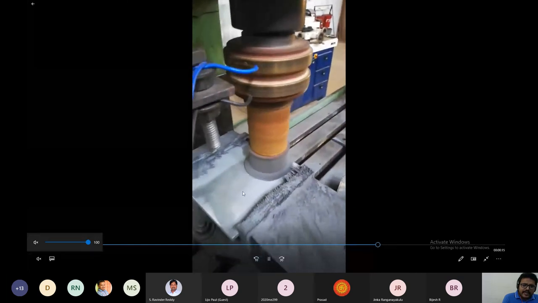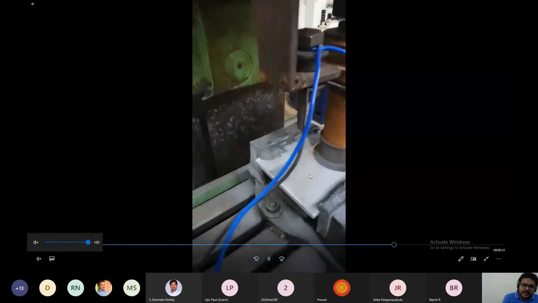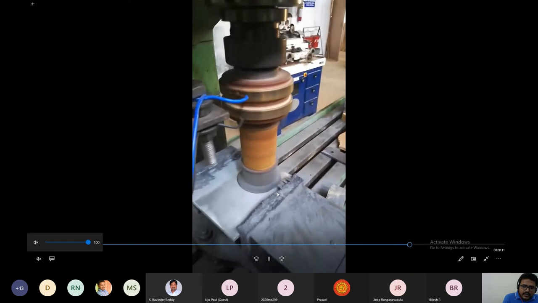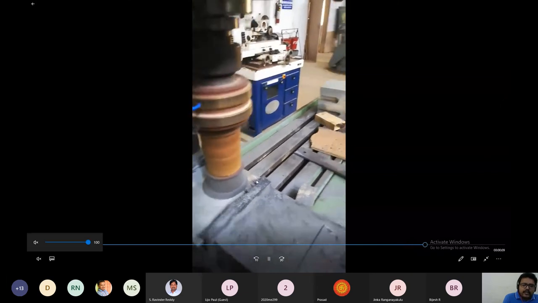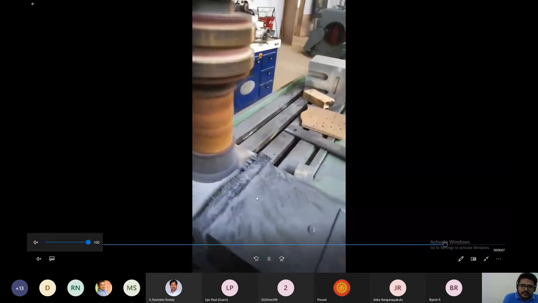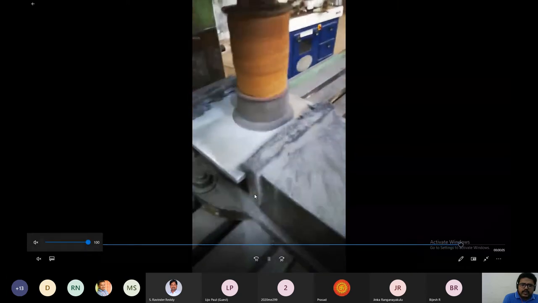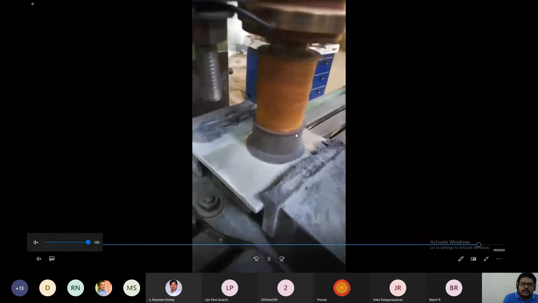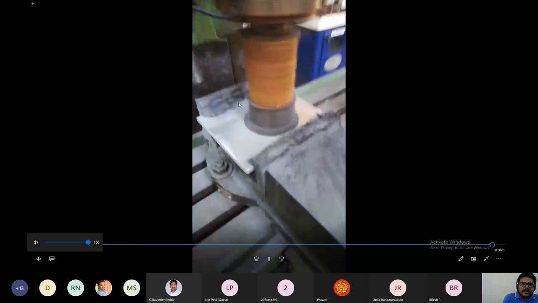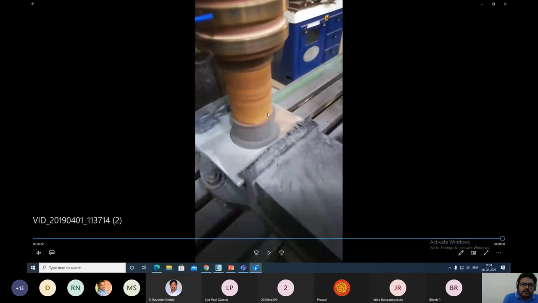Here we are maintaining a gap, and we are generating a flexible brush here, and we are performing a finishing operation on a flat surface. So that is a simple process here. A lot of parameters are involved here, like voltage and RPM of this electromagnet, and the gap maintained. All these are the factors.